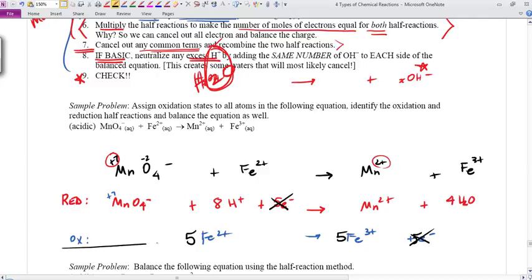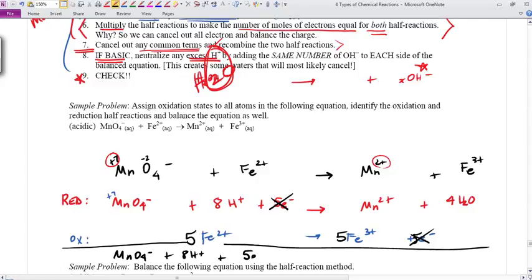Now then, let's sum that little sucker up, and I get MnO4- plus 8 H+ plus 5 Fe2+ yields 5 Fe3+, Mn2+ ion, no longer in the permanganate ion, and 4 H2O.